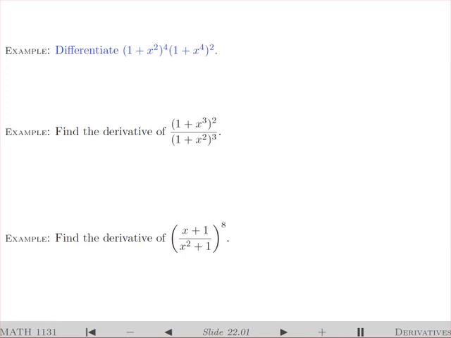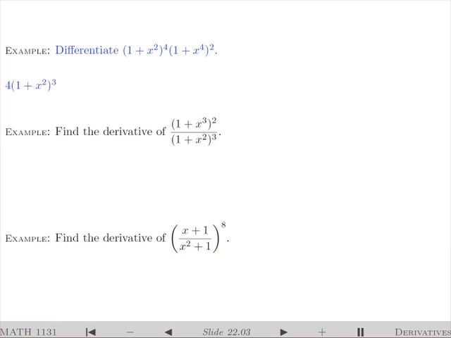Let's look at this for some simple examples involving only powers and the operations we have seen so far. In our first example, I have (1 plus x squared) to the power 4 times (1 plus x to the power 4) to the power 2. The outside operation is a product, so I have to use the product rule. So, the first factor is (1 plus x squared) to the power 4. I have to take its derivative.